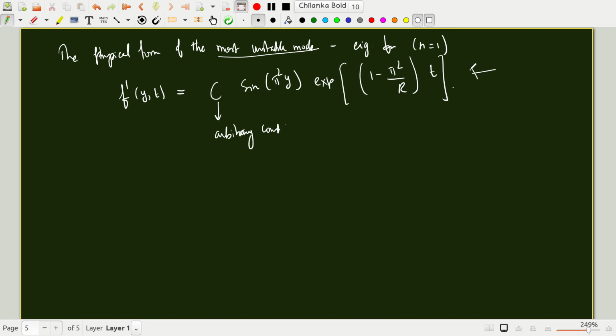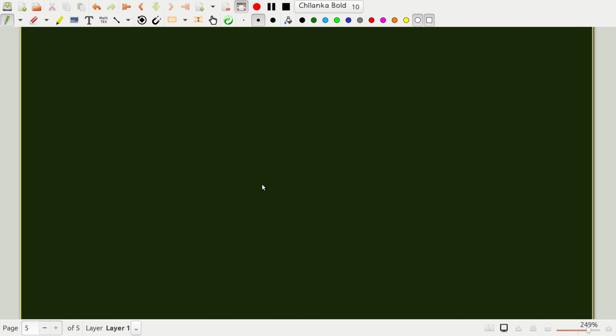If this model were to be representative of an experiment, then this is the spatial structure of the most unstable mode that you will see. Okay, now I want to do the same problem in a slightly different context.